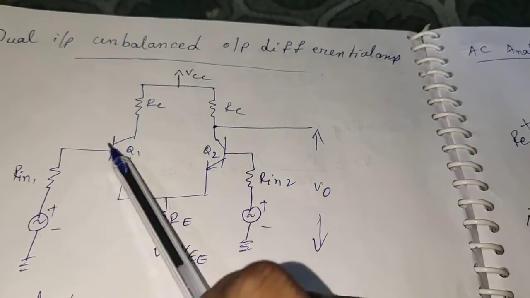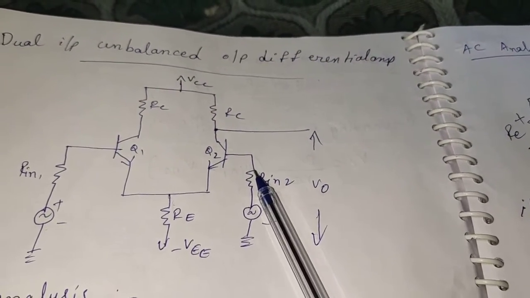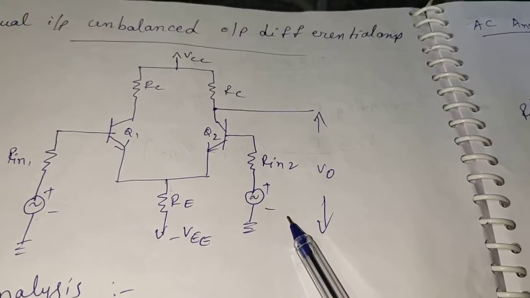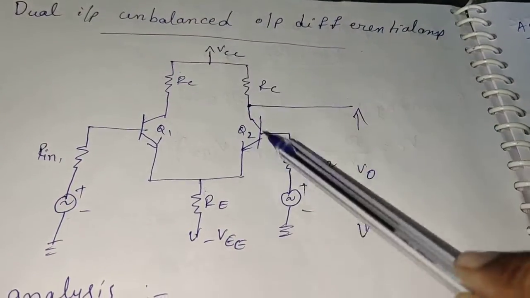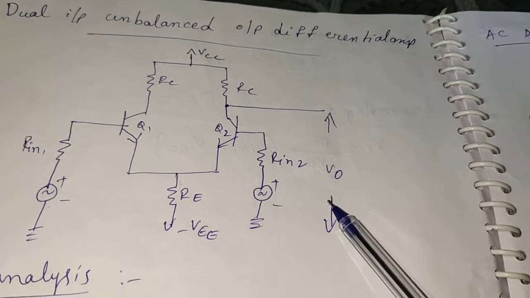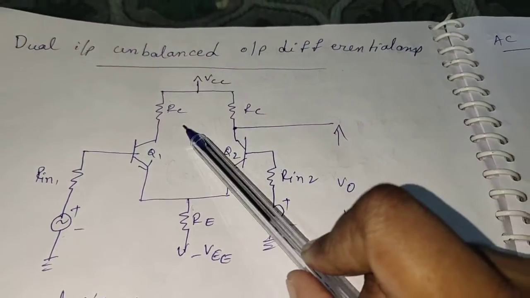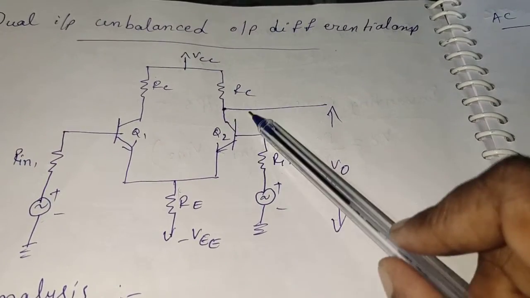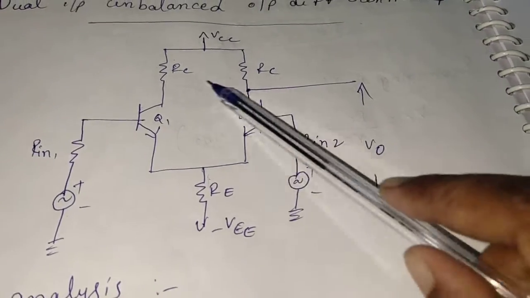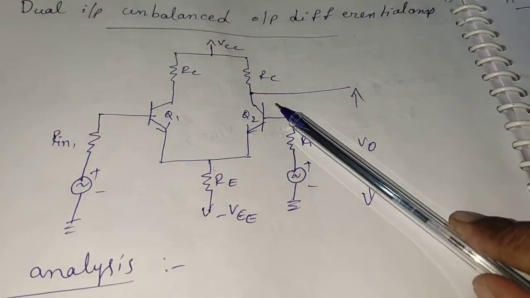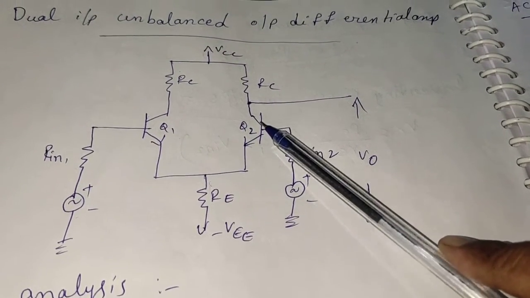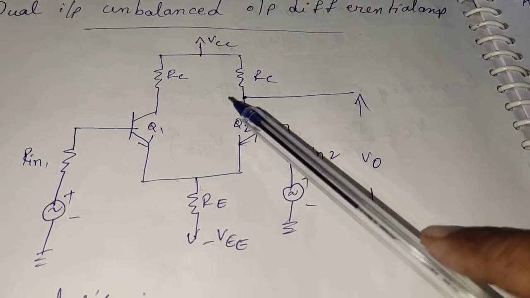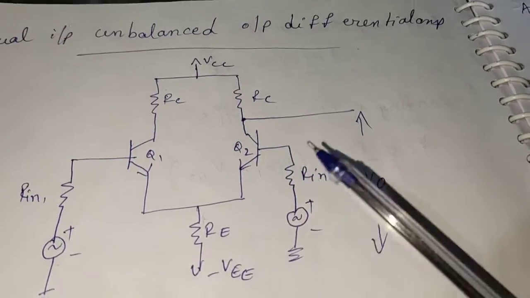See here, what is the difference between dual input unbalanced output and balanced output differential amplifier? Here we are applying two inputs, same dual input. Unbalanced means we are taking output only at one collector, not in between the two. That's why we say this is a dual input unbalanced output differential amplifier. If we take the output in between these two, we say this is a balanced output differential amplifier.